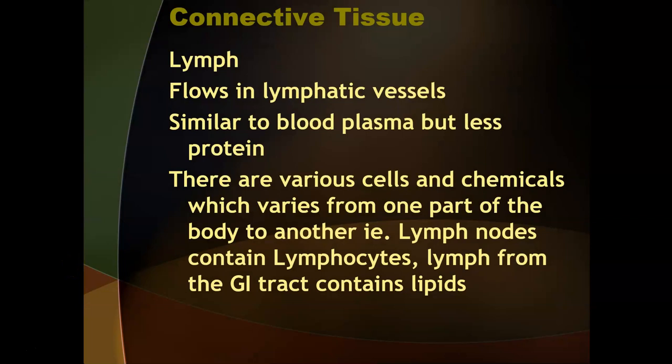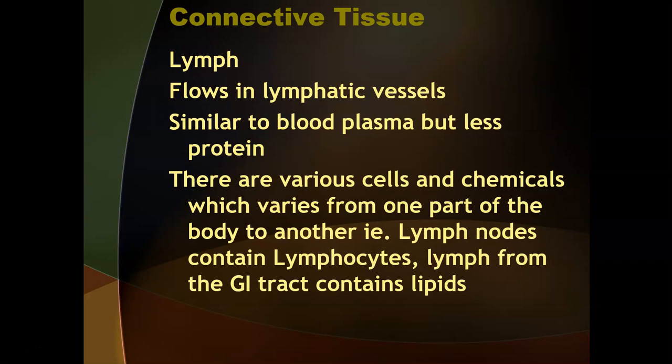Sort of related to blood is another vessel-oriented system, so fluids traveling around vessels, and this is known as lymph. So where blood flows around the body in blood vessels, lymph flows around the body in lymphatic vessels. It is very similar to blood plasma, but there's a lot less protein in lymph as compared to the plasma that runs around in blood vessels.